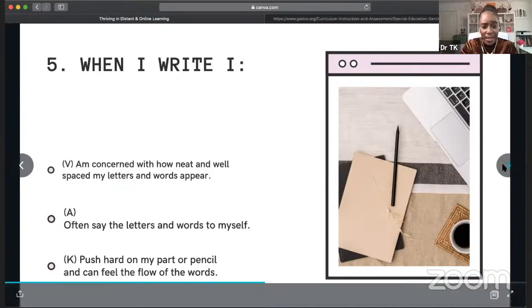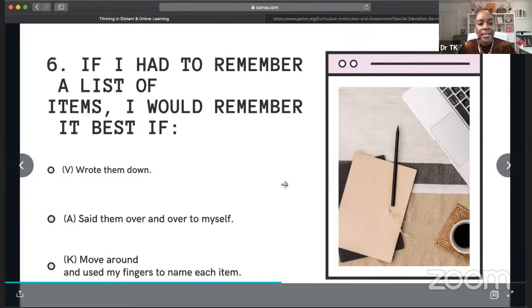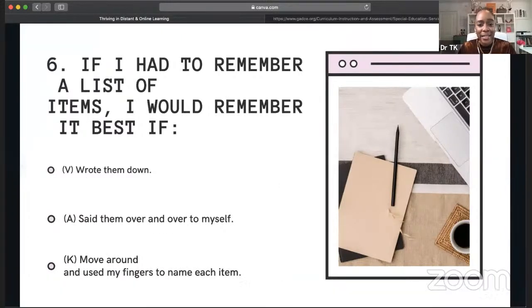That's K, kinesthetic. Number 6, if I had to remember a list of items, I would remember it best if V, you wrote them down. So you remember something like going to the store if you physically wrote something down and or wrote it in your phone. And A, said them over and over to myself. K, you moved around and used your fingers to name each item. Like, I know I needed some bread. I know I needed some milk. Like, that's kinesthetic, like you got to move around.